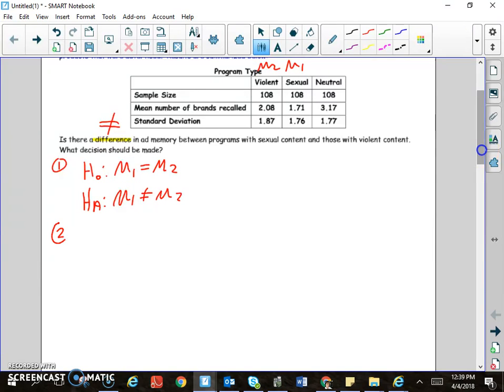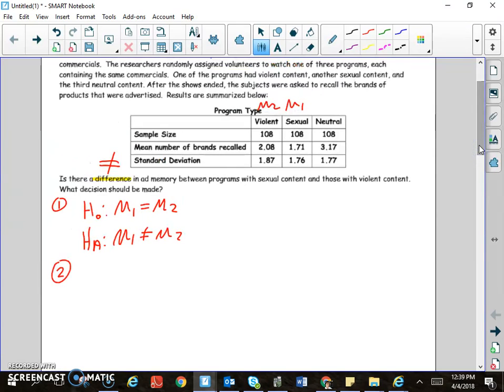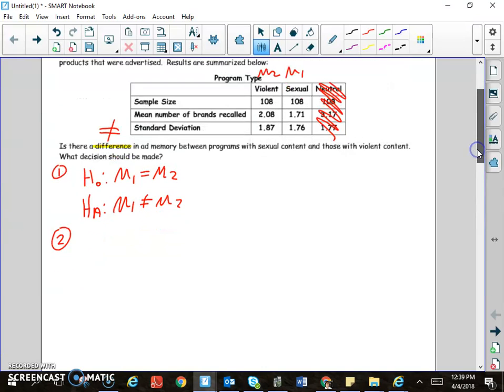Step two, you're defining the parameter. Now you have to do that for two different times, adding on a second parameter that you're defining. Keep in mind, we're not using this last column. This question does not care about the neutral type of programs that people are watching, so you can just ignore this last column. You have to define this basically twice: one for the sexual content one, and then again for the violent content commercials.